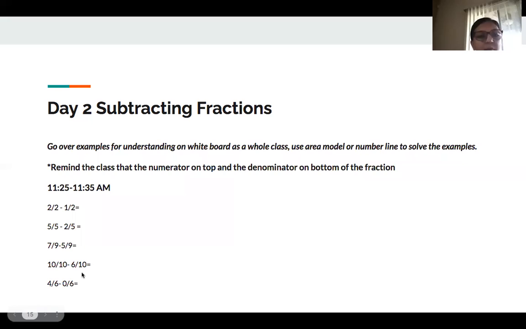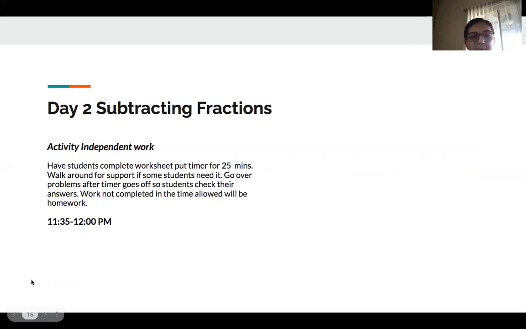After that, the teacher would do just a few problems to review and go over, just to make sure they have an understanding, for about 10 minutes, and just to make sure that they can use the area model or the number line to solve the examples. So it'll be just 5 to 6 problems, just to make sure they have an understanding of what they're going to do for their independent worksheet.